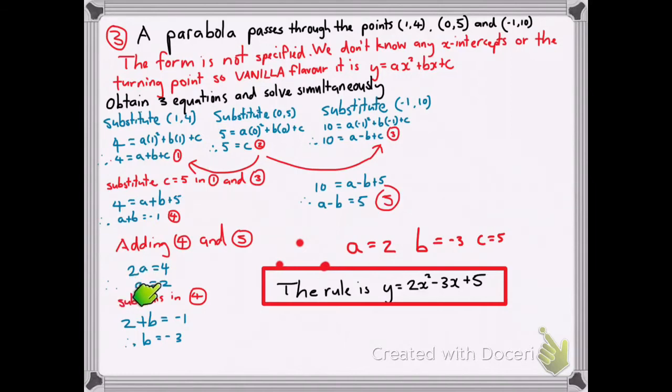And of course once we know a is 2, we could just go back to either of those equations and substitute it in. In this case I'm going to do it into equation 4, so 2 plus b is -1. I get b as -3, and so now I know the values of a, b and c. I can just write the rule down: y equals 2x squared minus 3x plus 5. And that's it.